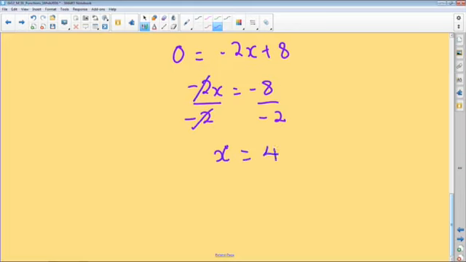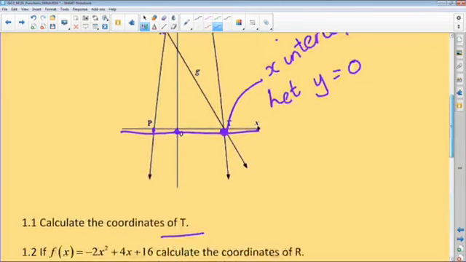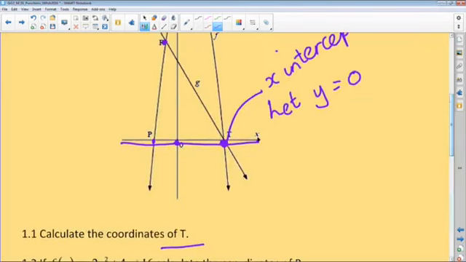Very importantly, because they ask you for coordinates, it's not good enough to just leave it like that. You need to write it as a coordinate. A coordinate means an ordered pair. So we need to have an x value and a y value. We know that x is 4. We also know that y is naught because we said let y be naught. It is the x-intercept. And I always go back just to see that it makes sense. Yes, I'm on the positive side of the x-axis. That's where all my positive x values are. So therefore, it makes sense that it is positive 4.